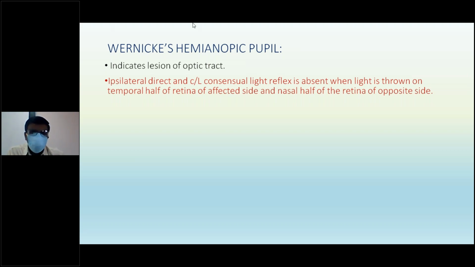Wernicke's hemianoptic pupil indicates lesions of the optic tract. Both ipsilateral direct and consensual light reflex are absent when light is thrown on the temporal half of the retina on the affected side and the nasal half of the retina on the opposite side. That is called Wernicke's hemianoptic pupil.